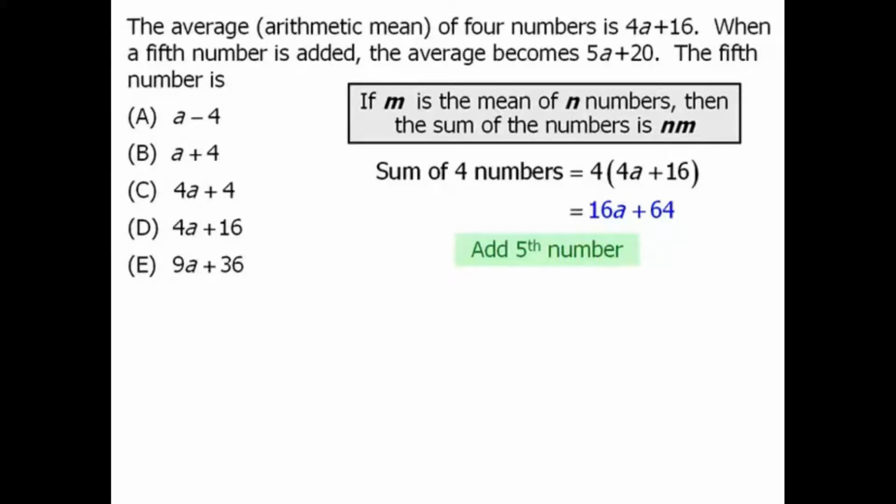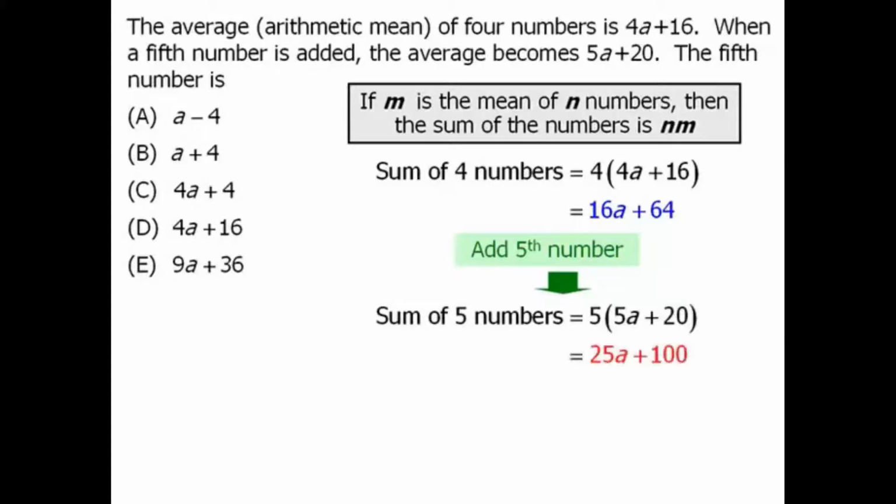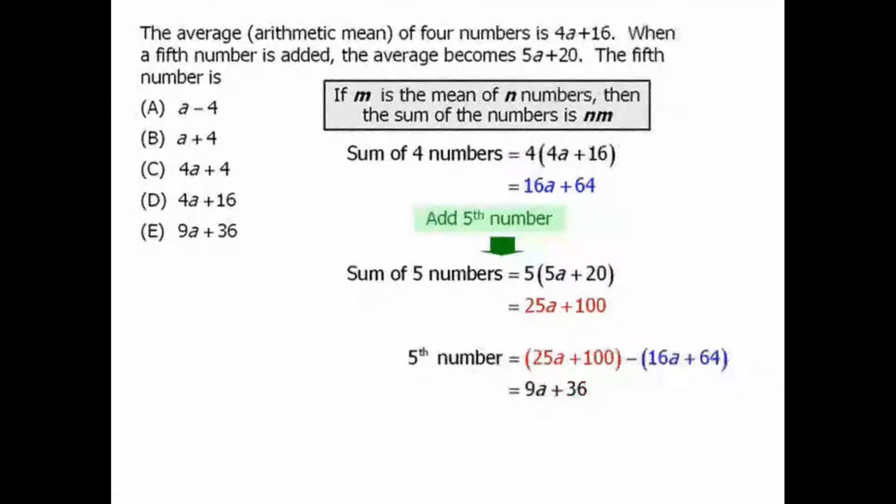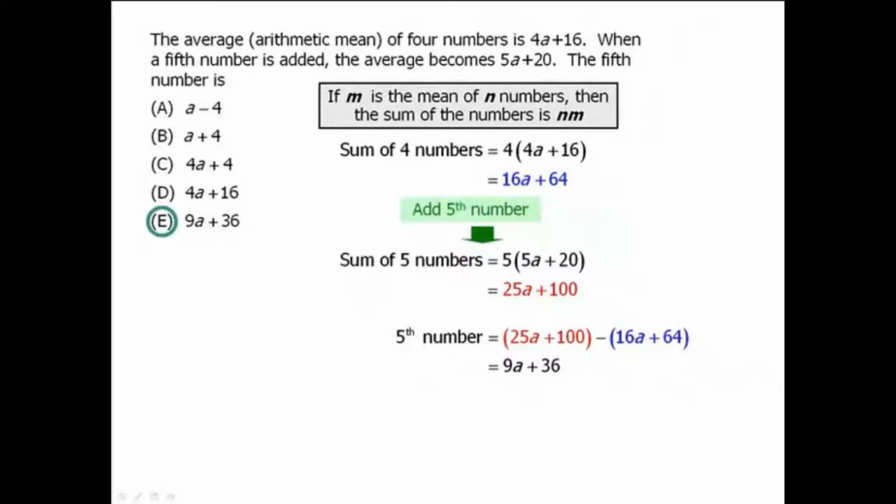So we can determine that the sum of those 5 numbers will be 5 times the new average of those 5 numbers. So now we know that the 5th number will equal the sum of the 5 numbers minus the sum of the 4 numbers, which is equal to 9a plus 36, which is equal to e.